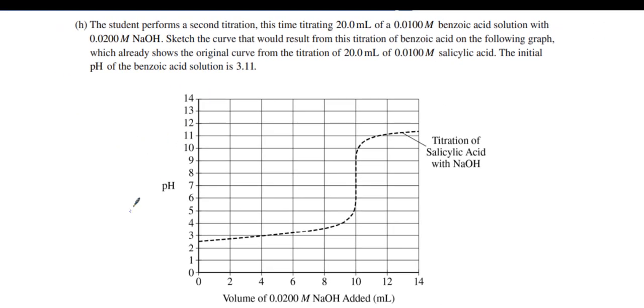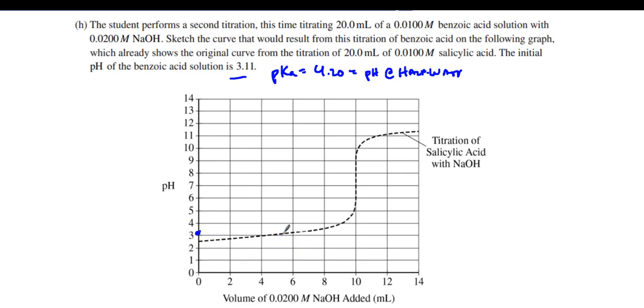H says we're going to take 20 mLs of 0.01 molar acid, titrating with 0.02 molar base. We're going to do the same thing that we did with salicylic acid. What I know is the pKa is equal to 4.20. That's equal to the pH at halfway to the equivalence point. They also tell me that the initial pH is 3.11. So you can see my initial point right there.